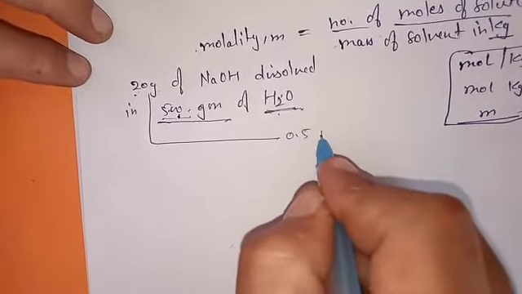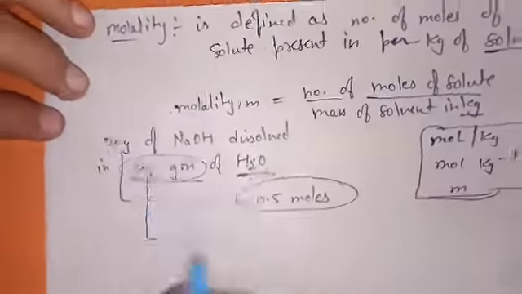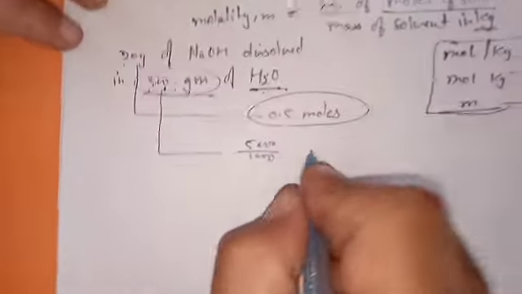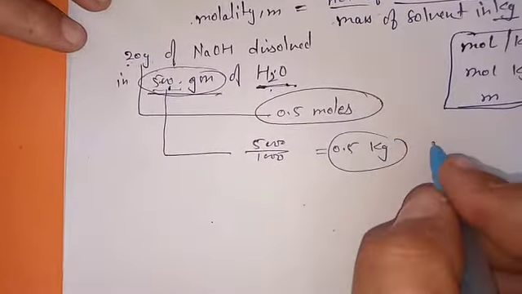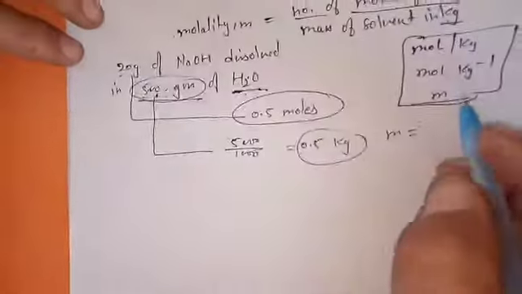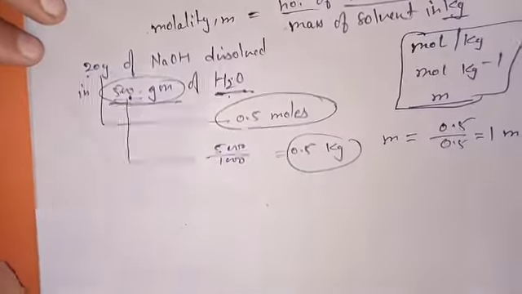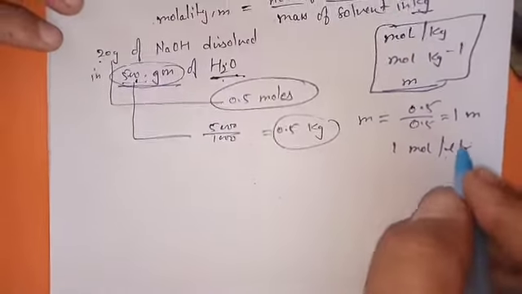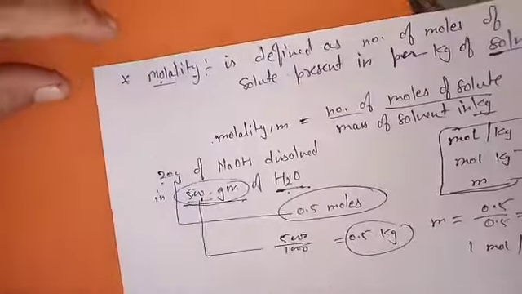So first you know that 20 gram will convert into moles. It will give just 0.5 mole. 500 gram is given in grams, so we will divide it by 1000 again. So it will give 0.5 kilogram. If you put it in the formula, number of moles 0.5 divided by 0.5 will give you 1 molal, or you can say 1 mole per kilogram. So you have to consider the difference between molarity and molality particularly.